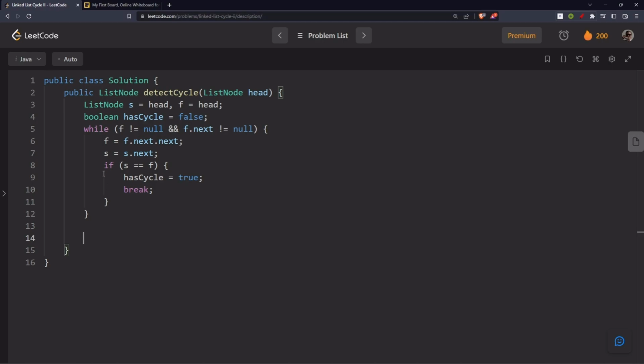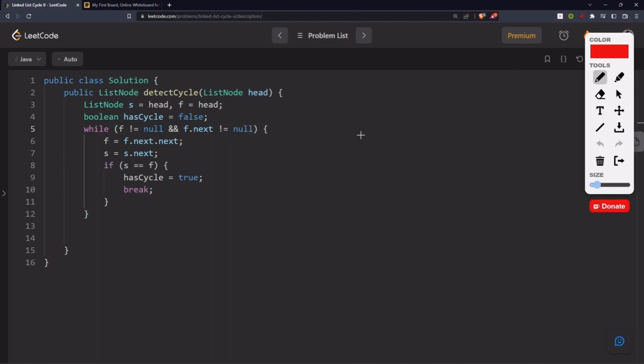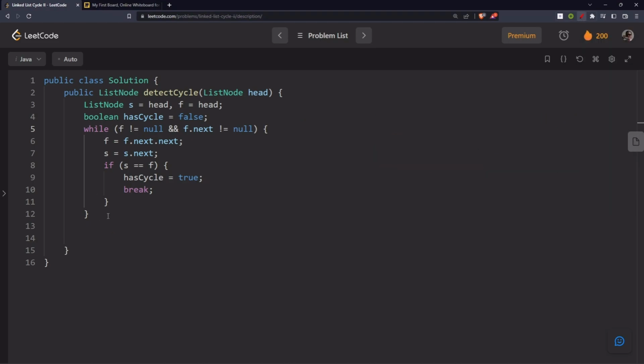Now there can be two reasons for terminating this loop. Either our fast pointer encountered a null, which means we don't have a cycle. Let's say we have this node, then this node, and this node, this node, and this node, and this is null. Fast moves by two places and finally encounters null, then this loop is going to end. So that can also be a reason to break this loop. So we will check if we have a cycle or not.